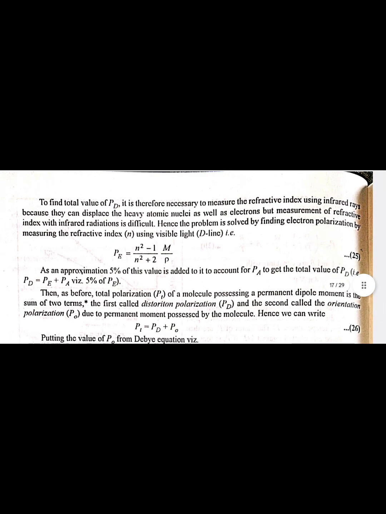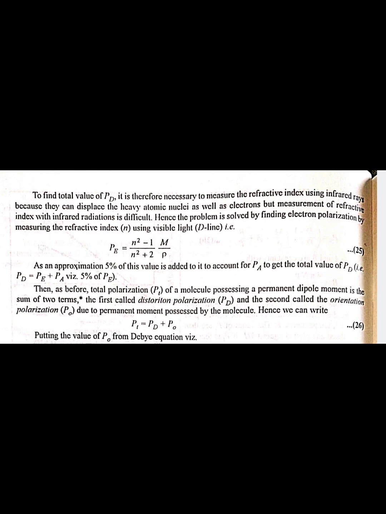Since n square cannot be found by extrapolation to infinite wavelength, the value of refractive index is measured with visible light. This is because visible light can displace only electrons, whereas the positively charged nuclei remain unaffected, so the distortion polarization can be considered to be the sum of electron polarization Pe and atom polarization Pa, that is Pd is equal to Pe plus Pa. To find the total value of Pd, it is therefore necessary to measure the refractive index using infrared rays, because they can displace the heavy atomic nuclei as well as electrons.